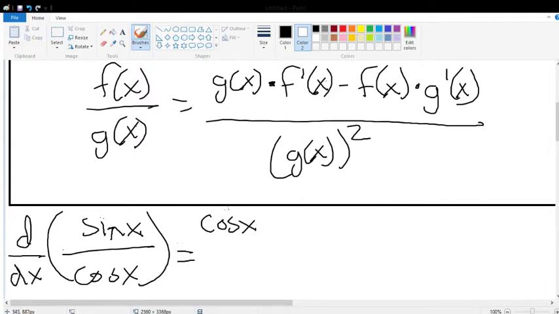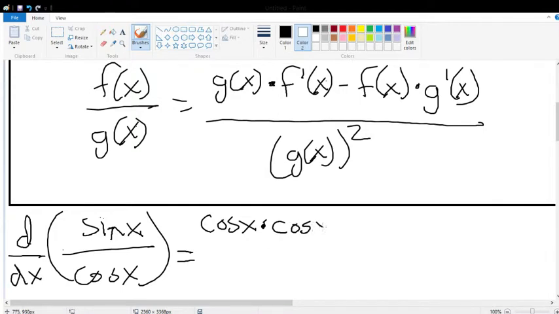So like it says, bottom function, just write it out. G of x right here is cosine of x, that's the cosine of x, times f prime of x. F being the top function. Top function is f, bottom function is g. So f prime of x is the derivative of the top function. The derivative of sine of x is cosine of x.